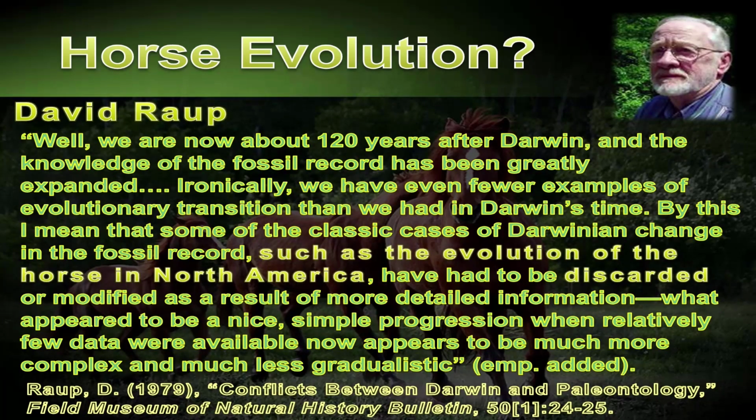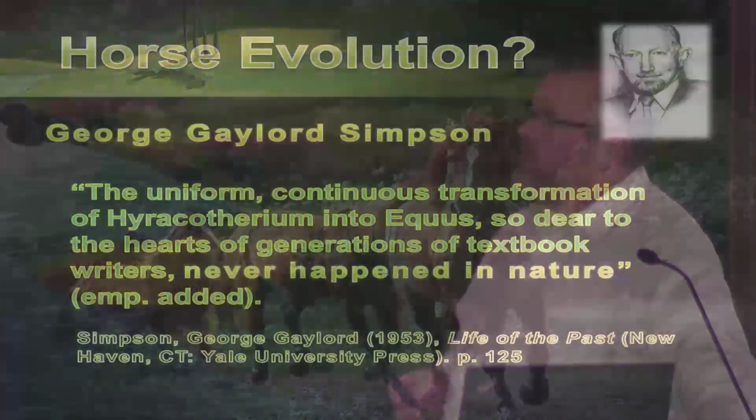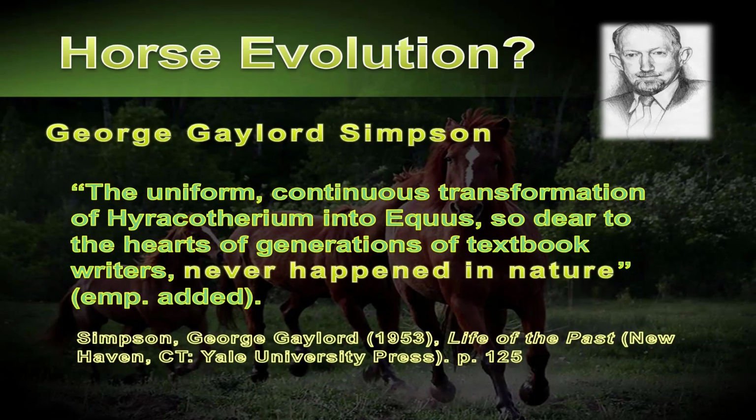So we don't have the evidence for transitional creatures linking various kinds in the fossil record. You need that if evolution is true, but it's not there. The famous paleontologist of Harvard that I've quoted several times today, back in 1953, summed it up, and he said, the uniform continuous transformation of Hyracotherium into Equus, so dear to the hearts of generations of textbook writers, never happened in nature.